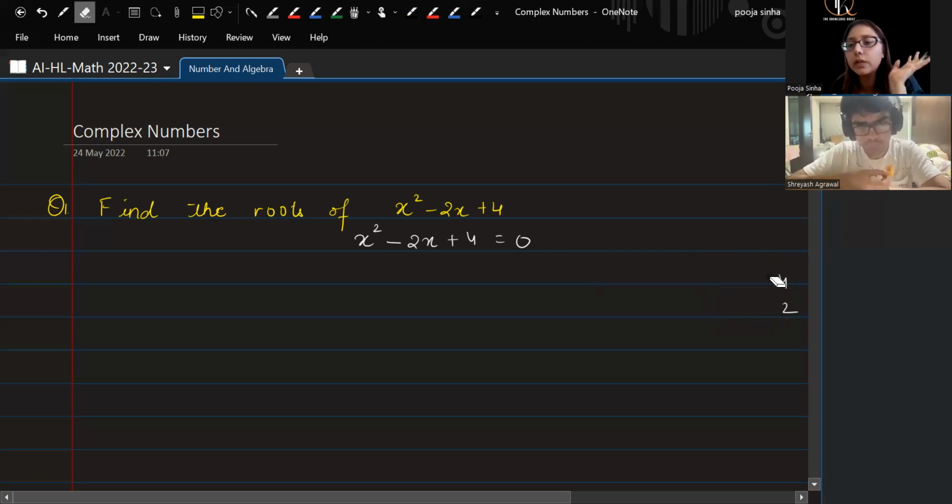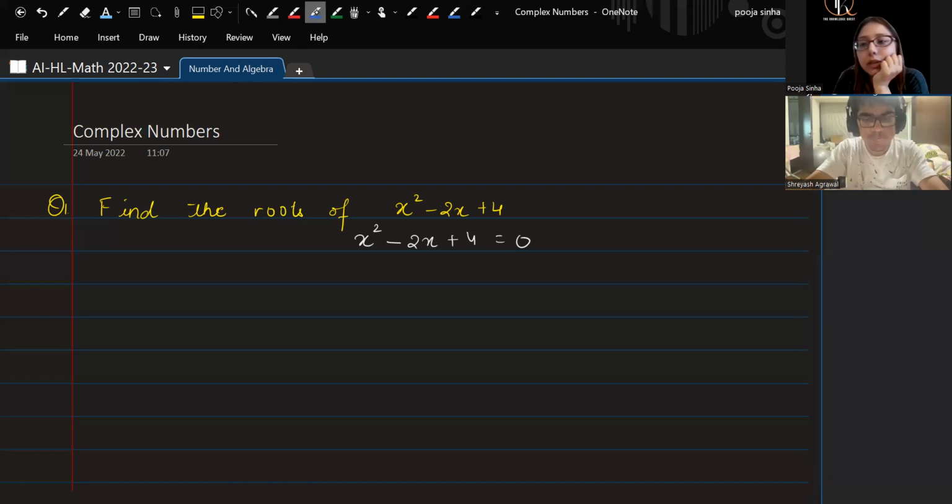Okay. So if we can't do this, then what is the other way out? Is there any other way out that we have learned before? I have to check my book. Okay. Is there a quadratic formula? Have we learned something called the quadratic formula?